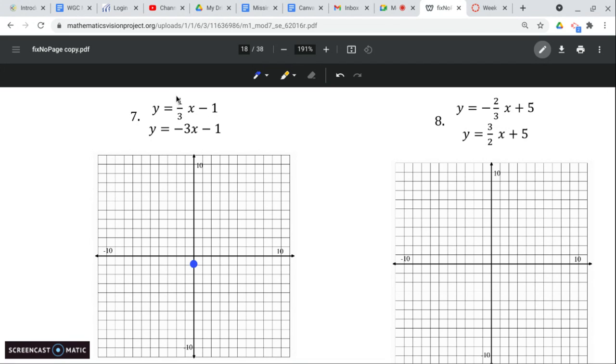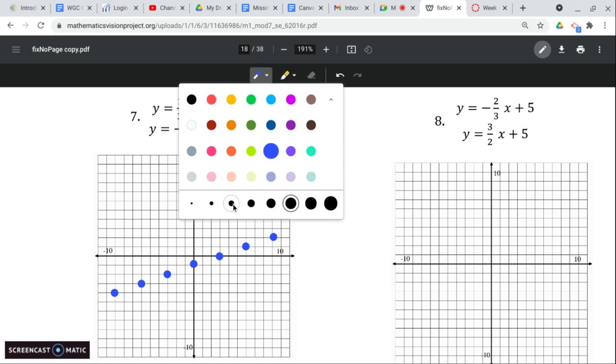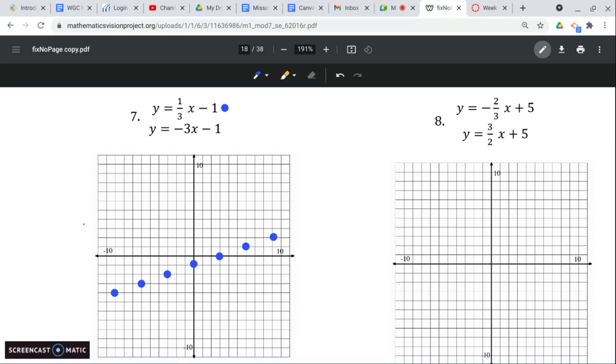Now for the first one, our slope is 1/3. So we're going to go up 1 and over 1, 2, 3. Up 1 and over 1, 2, 3. Up 1 and over 1, 2, 3. Now come back here and go down 1 and over 1, 2, 3, repeating that a few times. So there is our first line. I'm going to try to draw it between the points.